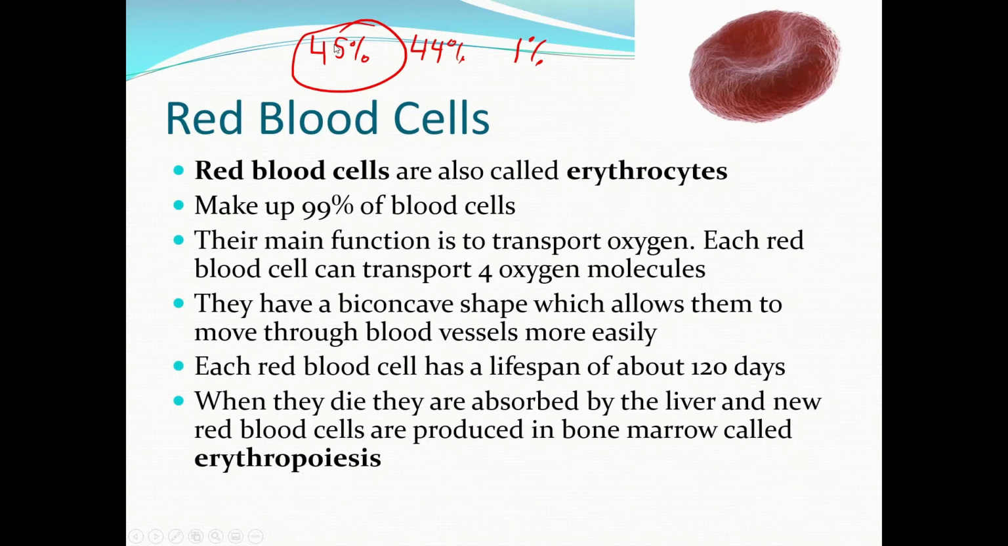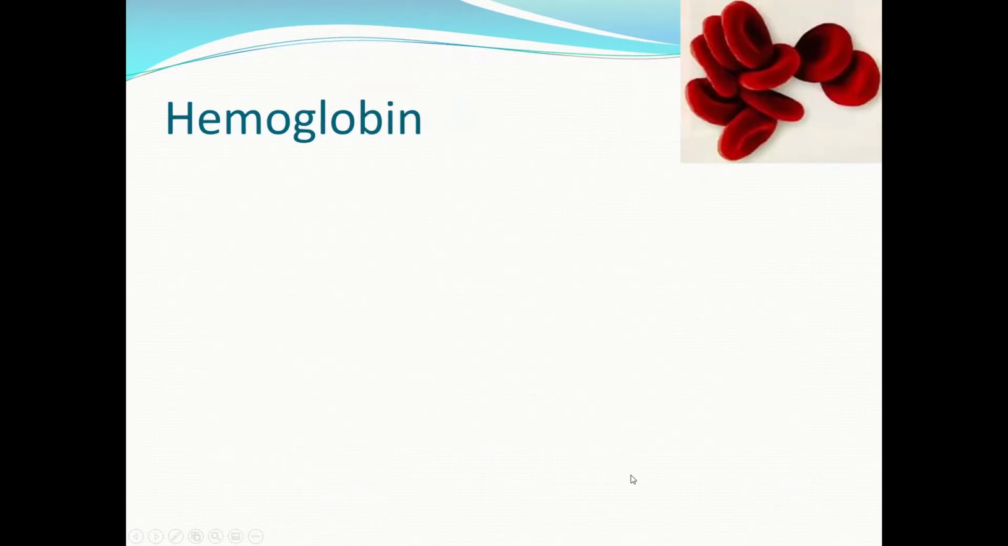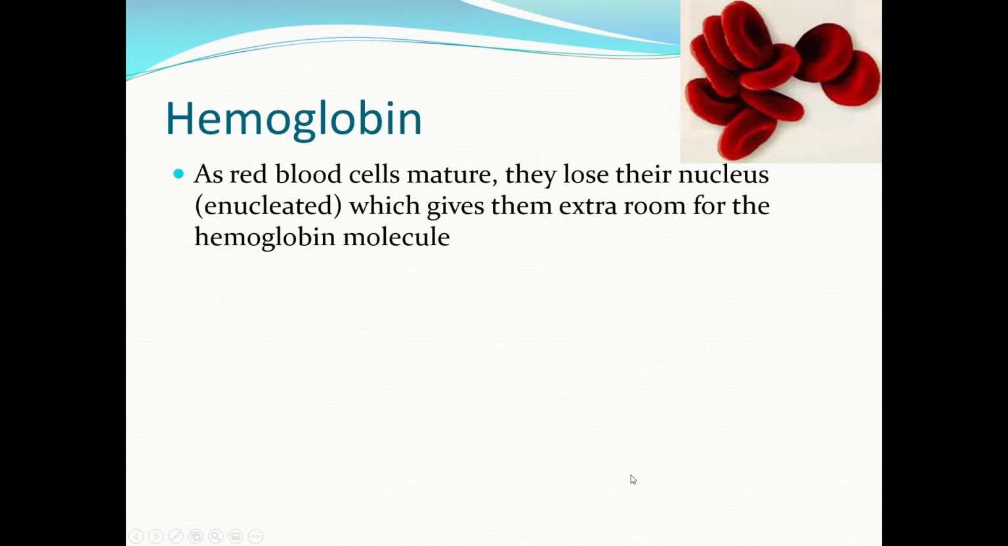And when they die, they are absorbed by the liver, and new red blood cells are produced in the bone marrow. So that's where they produce red blood cells, in that bone marrow, and it's a process called erythropoiesis. As red blood cells mature, they lose their nucleus, and when they lose their nucleus, they're called enucleated, which gives them extra room for the hemoglobin molecule.